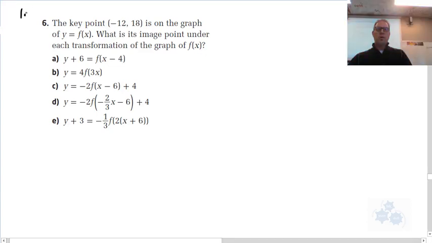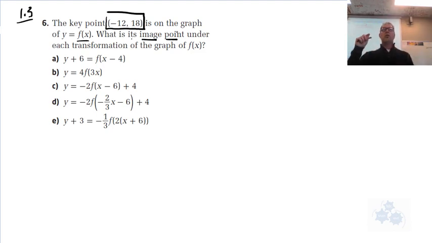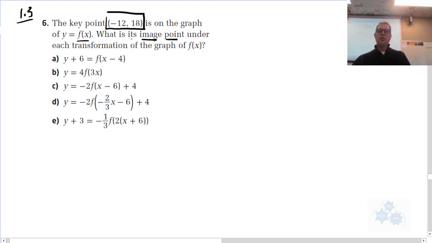So this is 1.3, number 6. And the key to this one is you have to use your mapping notation, right? It says here is a key point on the graph f of x. What is its image point? So that is the point that corresponds to this one, that after it's undergone all of the stretches and translations, what's the new value for that point? Okay? So what is the new value? That's the image point after it's undergone the transformation.